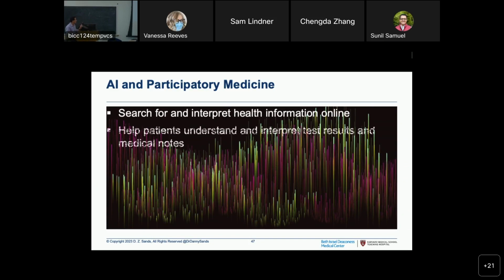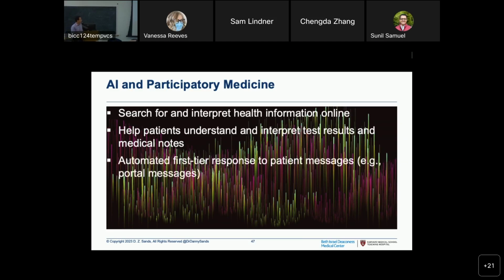In addition, it can help them understand and interpret their test results and the medical notes. So we've given patients access to the whole medical record, but how do they understand what's there? Somebody's still going to help them understand that. And that's where I think AI can play an important role.